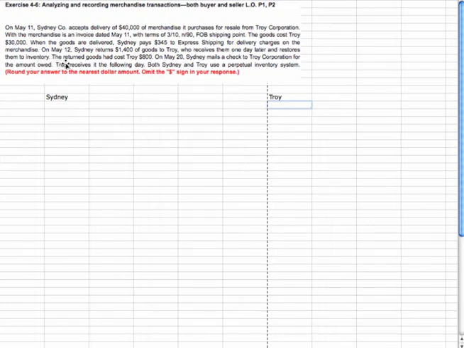The returned goods had a cost to Troy of $800. Then on May 20th, Sydney mails a check to Troy for the amount owed. Because May 20th is within the 10-day period, because on May 11th, so therefore if they paid before the 21st, they get the 3% discount. So Sydney's going to take the 3% discount, and it says Troy receives it the following day, so it's within the discount period.